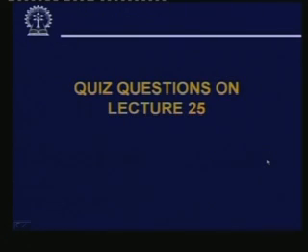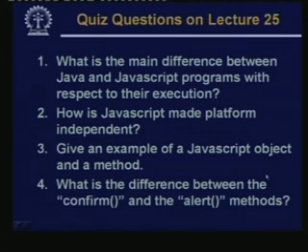So, some questions from today's class. What is the main difference between Java and JavaScript programs with respect to their execution? How is JavaScript made platform independent? Give an example of a JavaScript object and a method.